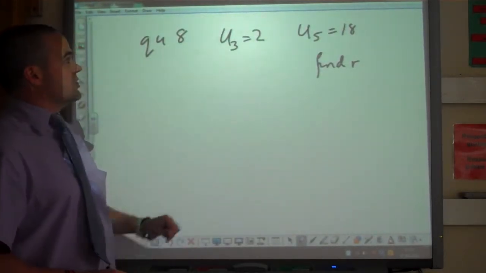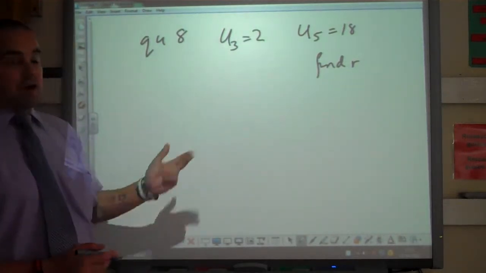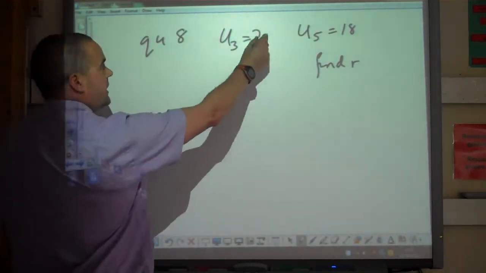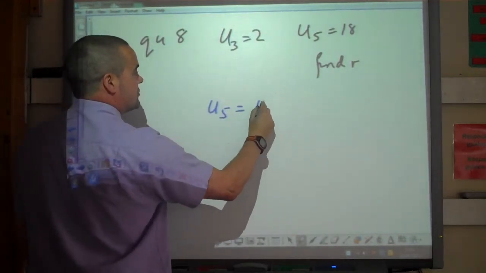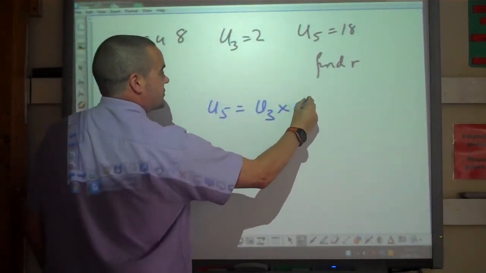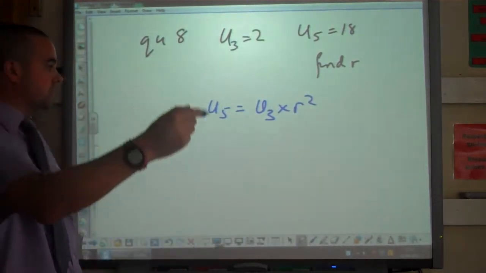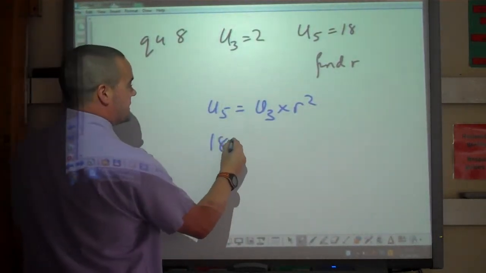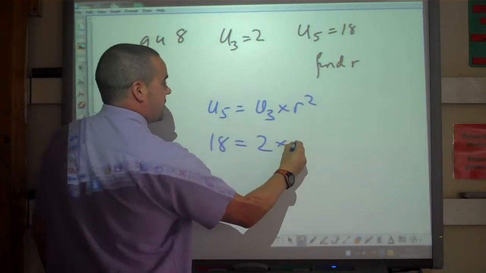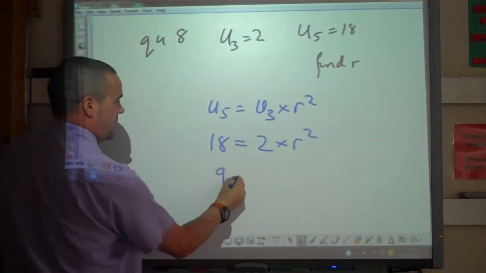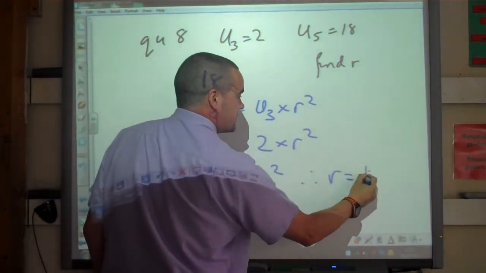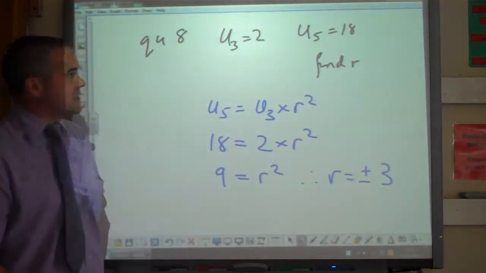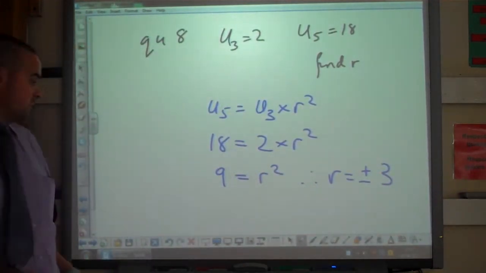If U3 is 2 and U5 is 18, find R. Here we have that U5 equals U3 times R squared, because it's the common ratio times the common ratio. So in this case, 18 equals 2 times R squared, so 9 equals R squared. Therefore R is plus or minus 3. So notice you can get two values there.